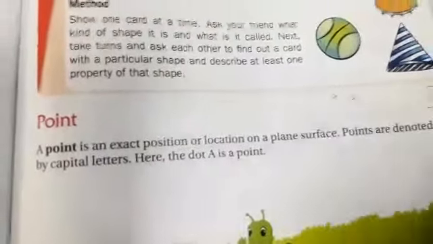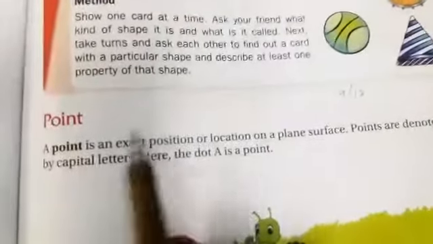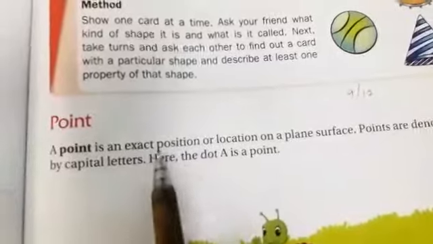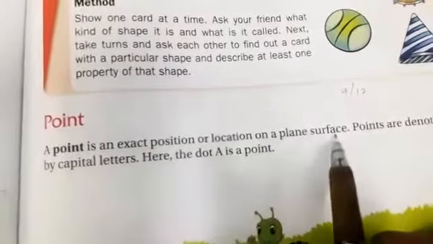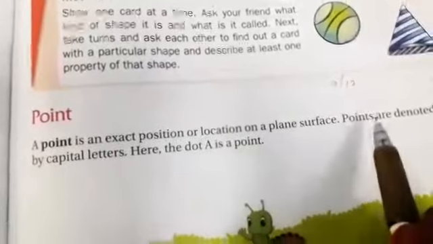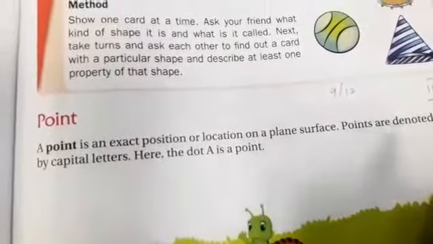Okay, first one, point. A point is an x at a position only. A point is an x at a position or location on a plane surface. Points are denoted by a capital letter only.